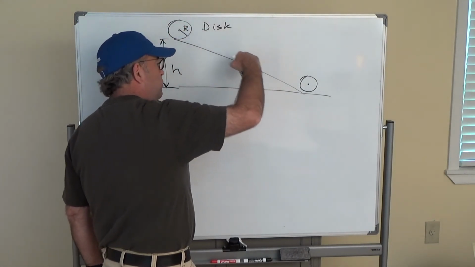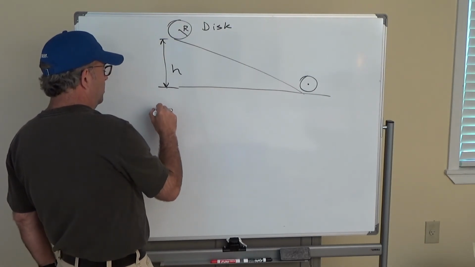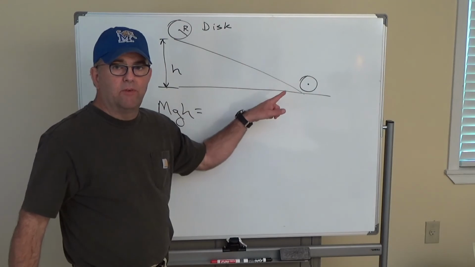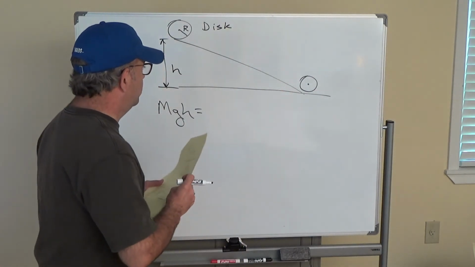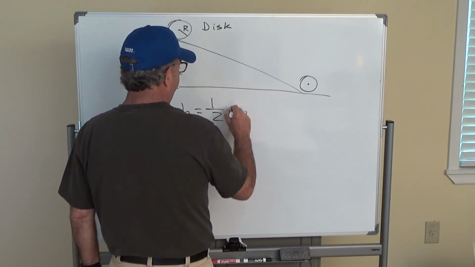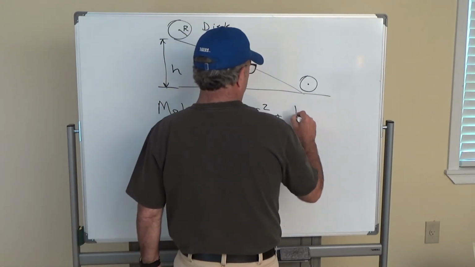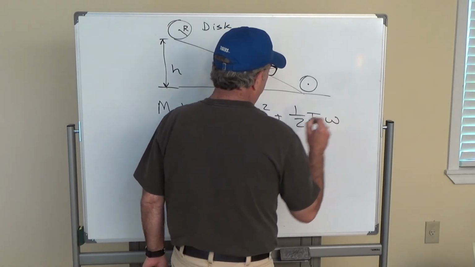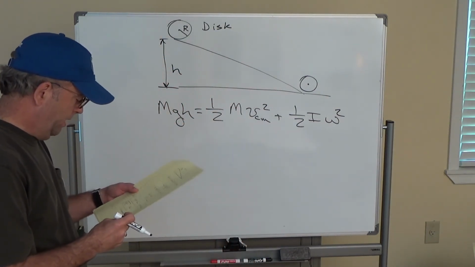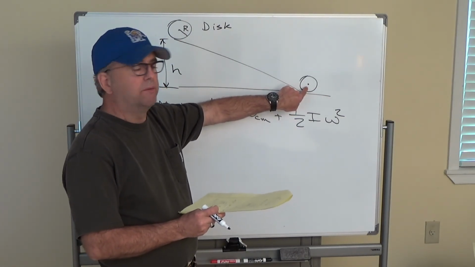So when this rolls down the incline, just from energy considerations, I'm starting out with mgh. All of that is going to be converted into kinetic energy. So it's going to be the kinetic energy of translation plus rotation. So it's 1/2 m v center of mass squared plus 1/2 I omega squared. Okay. So I'm going to calculate this final velocity when it reaches this point.